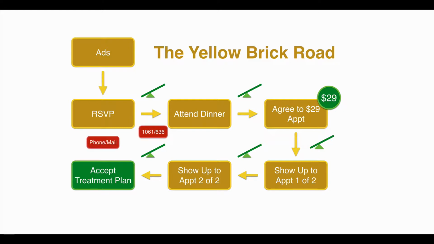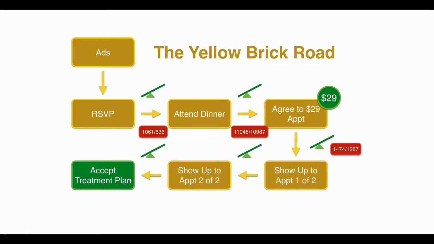Now, in this particular case, we're going to be looking at some numbers. These are numbers that I gathered from this person. The number to the left is the phone number. The number to the right is a mailing address. And so these are the numbers at each step that they had.